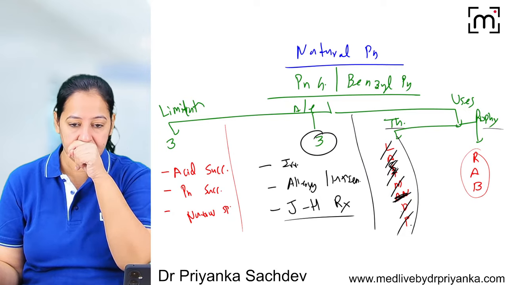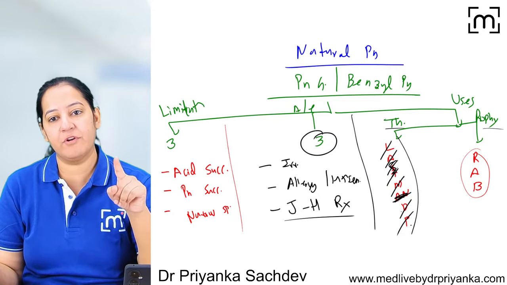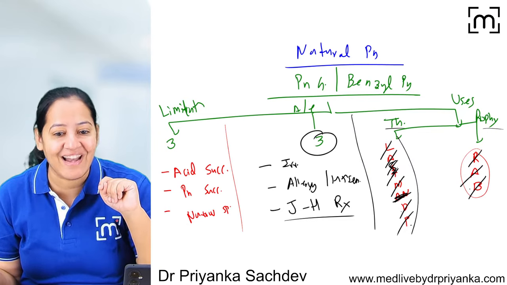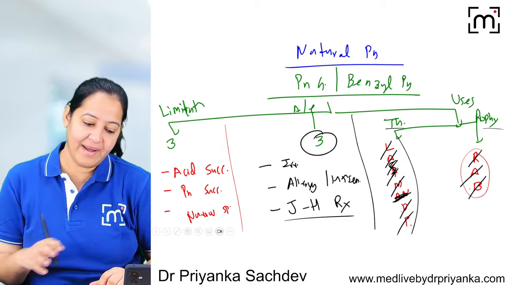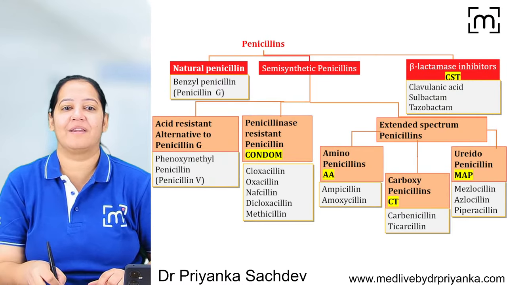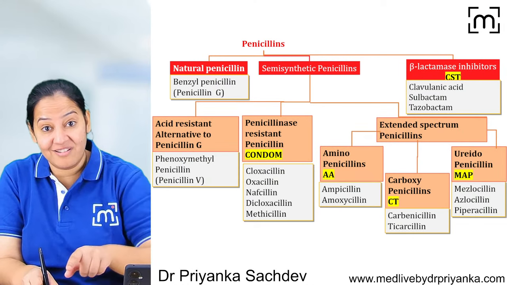As a prophylaxis, we give it in rheumatic fever, in agranulocytosis patients and bacterial endocarditis. So these are the prophylactic uses. You can learn the doses if you wish. Can we go ahead? So this is all about natural penicillin. We are done with natural.